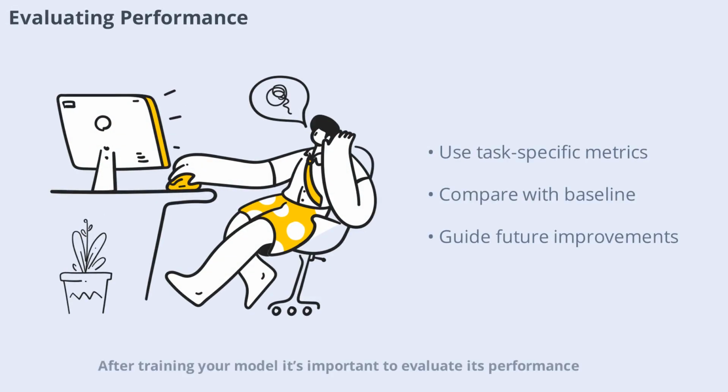After training your model, it's important to evaluate its performance. Use appropriate metrics for your task, such as accuracy, precision, recall, or F1 score. Compare results with and without transfer learning to see the impact. This evaluation helps you understand the benefits and limitations of your approach, guiding future improvements.